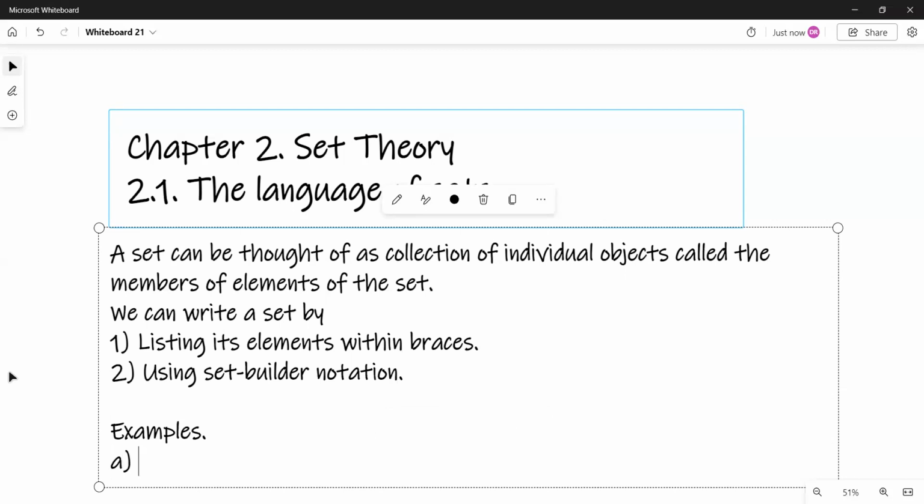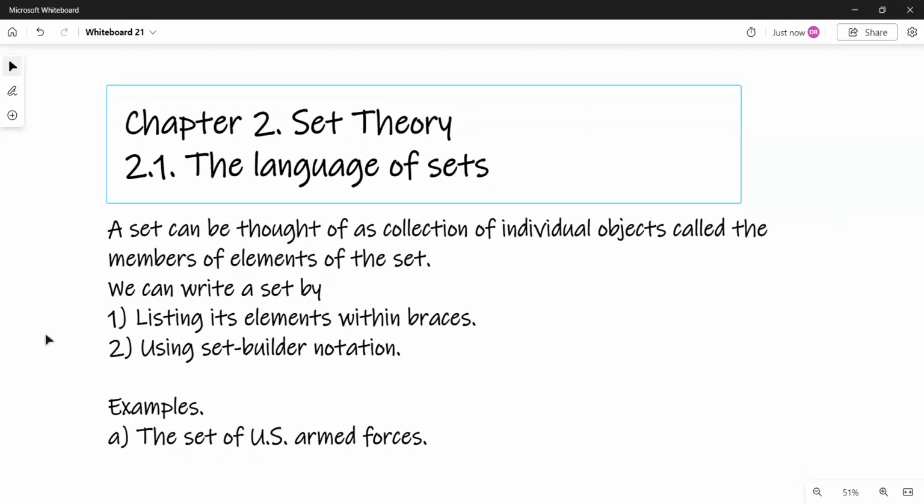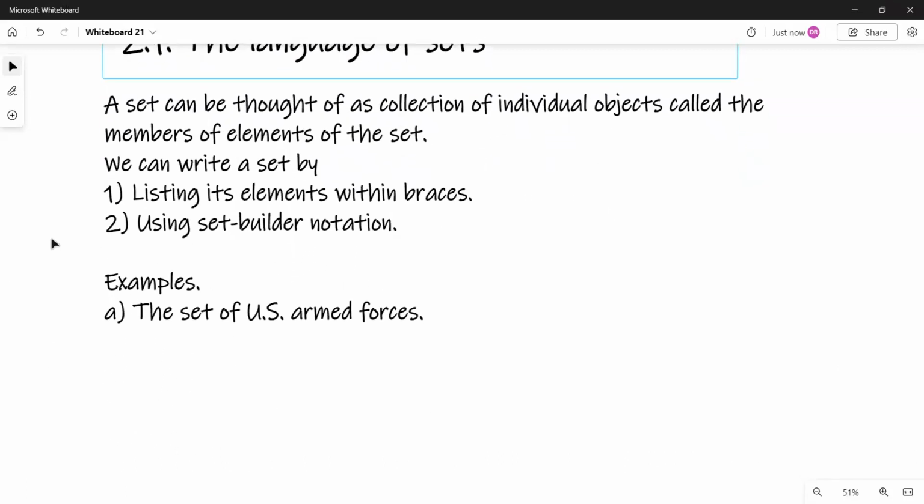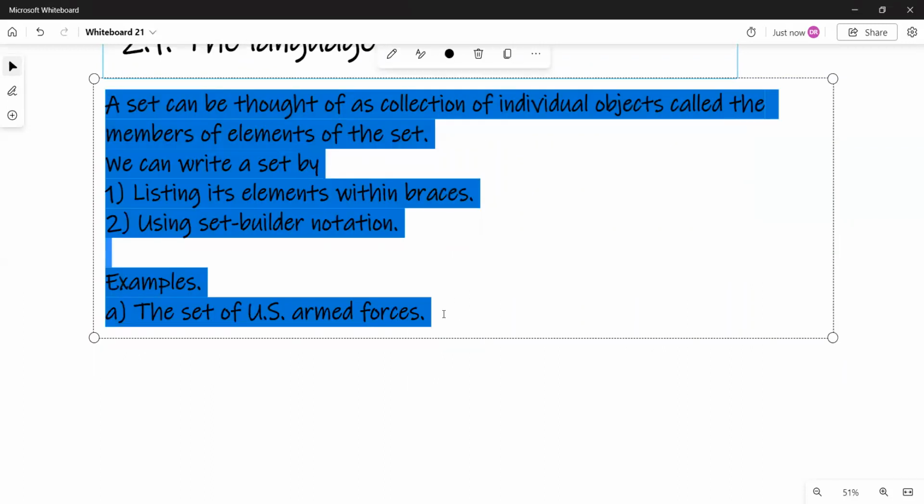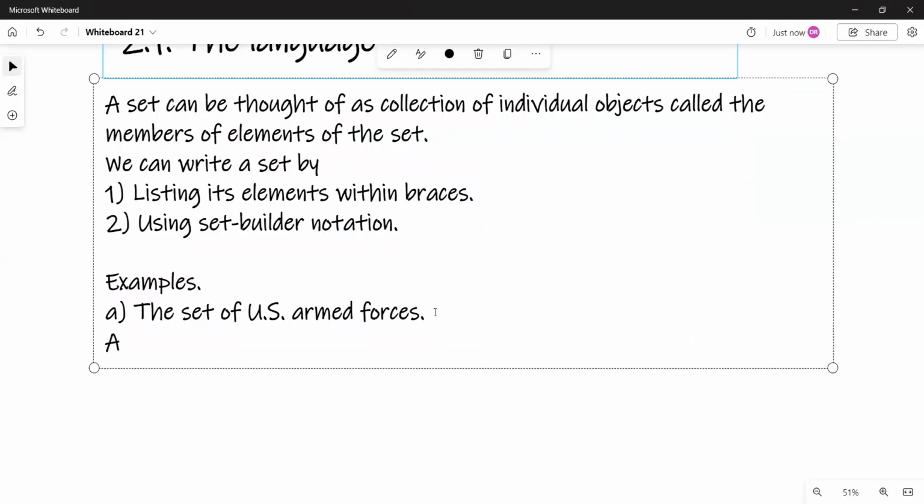Okay, the first set is the set of US Armed Forces. Okay, so there are two. I mean, this set has 4 elements. We can denote the set with the letter A. And by listing the elements within braces, the set of US Armed Forces, the elements of this set are the Army, the Navy, the Air Force, and the Marine Corps.